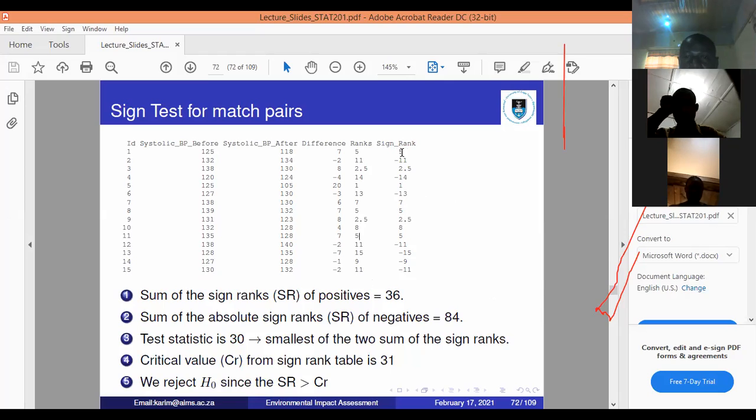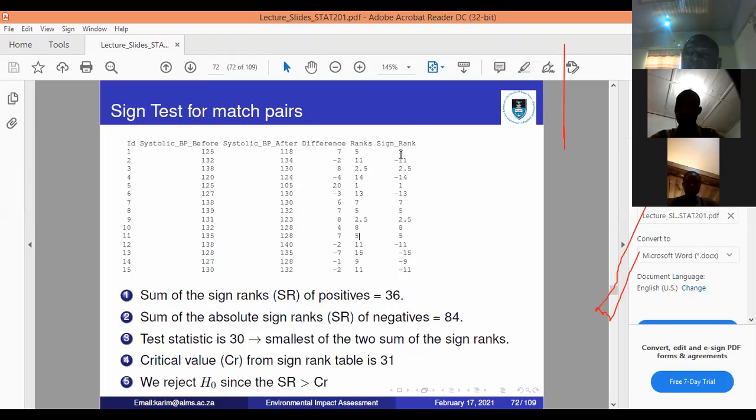Yes, sir. So the sign rank, we assign the sign. You can see this is positive, this is negative, this is positive, negative, and so forth. So now we add the negatives and then we add the positives. If you come to the sum of the ranks, for the positives, we get 36. Then we add the negative, we get 84. Look, when you are adding the negative, don't subtract, just add them like absolute values. If you subtract, of course, you won't get 84.